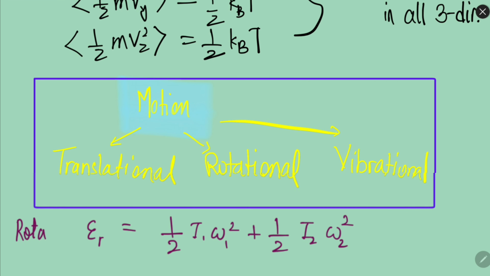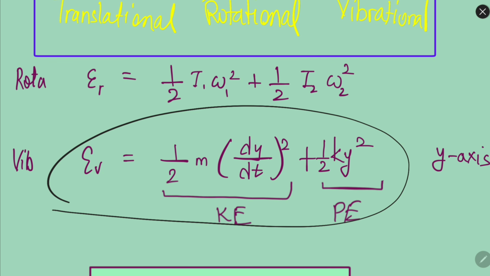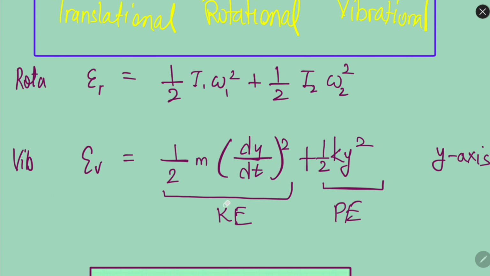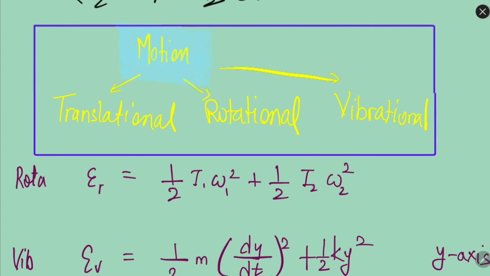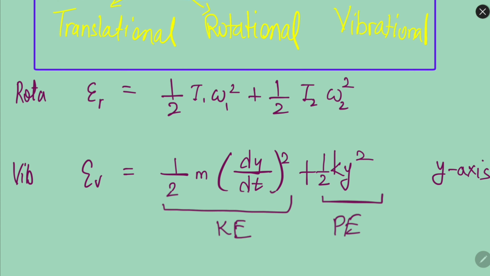Now it is not that only translational kinetic energy is there. We have rotational as well as vibrational kinetic energies. For rotational kinetic energy, this will be the formula. For vibrational kinetic energy, this will be the formula, having a kinetic energy component and a potential energy component. So the motion can be translational, rotational, vibrational. In translational we will have kinetic energy, in rotational we will have kinetic energy, in vibrational we will have some kinetic energy and some potential energy.